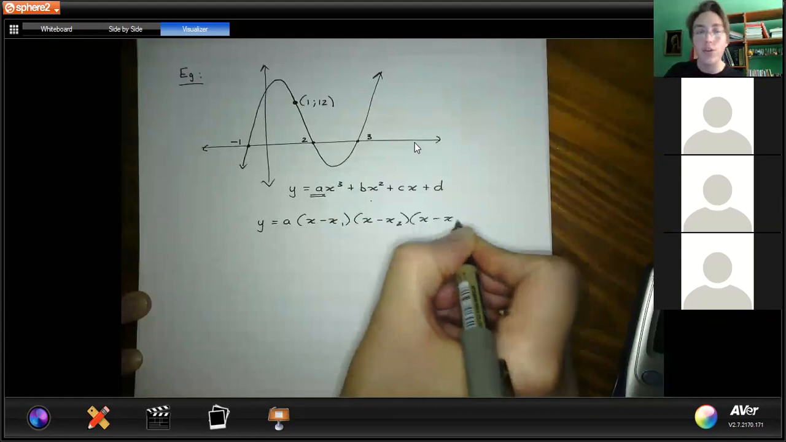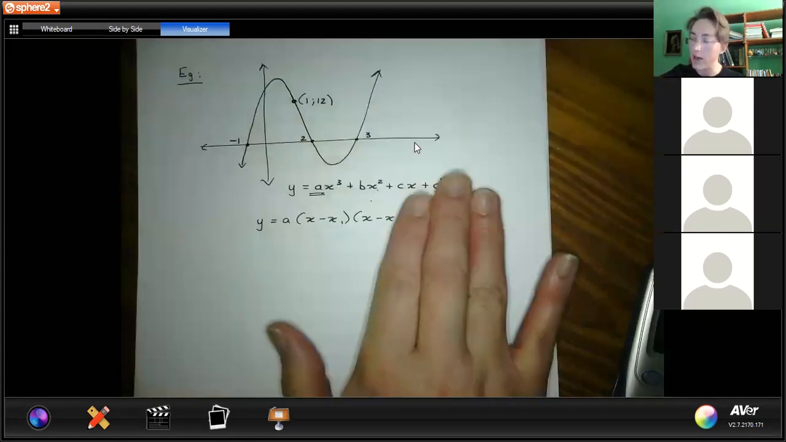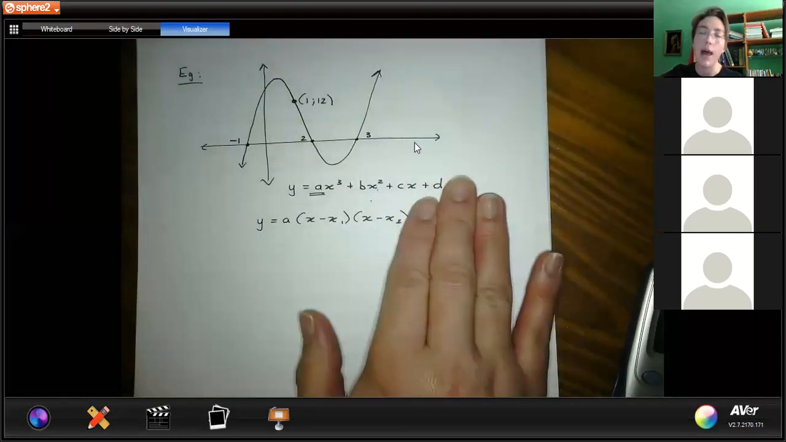Now, you should know this one from the parabolas. Remember, when you were finding the equations of parabolas, you had it like this. That was finding the equation of a parabola if you had all of the x-intercepts yet again. You can't just have one of them, you have to have all of them.